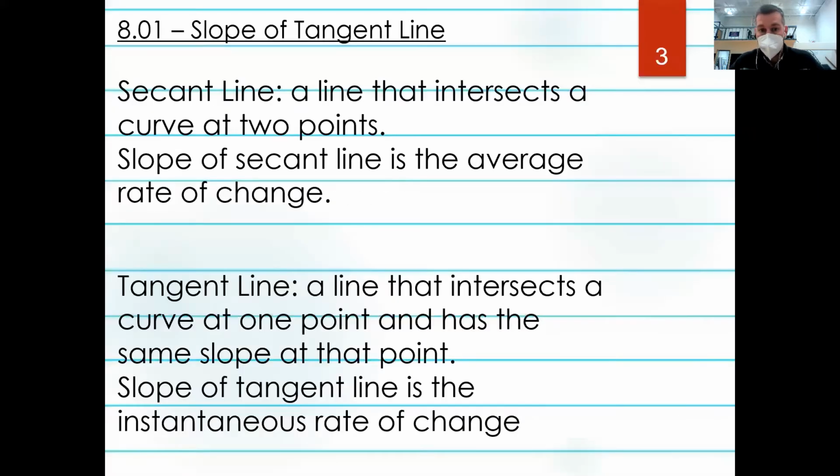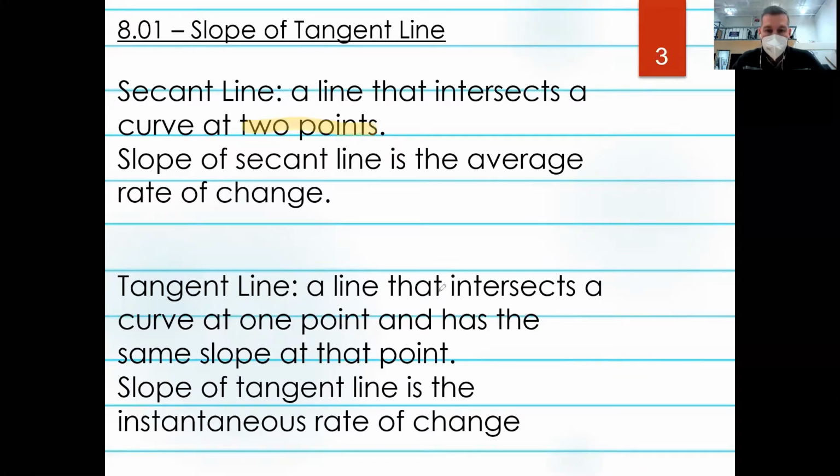Let's dive in. The first thing that you have to know, and this was 8.01, was the difference between a tangent line and a secant line. These are two definitions that we have to become very familiar with and know how to find the slopes of each one of those. You'll notice here that with a secant line, we have a line that intersects a curve at 2 points, whereas a tangent line intersects a curve at 1 point. So right there, there's a huge difference.